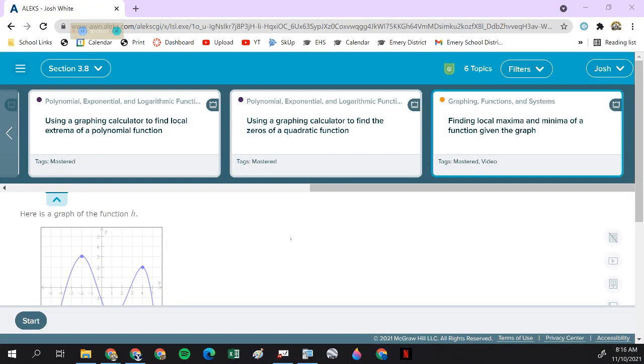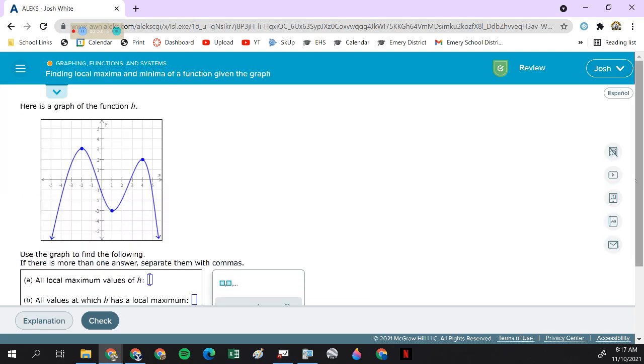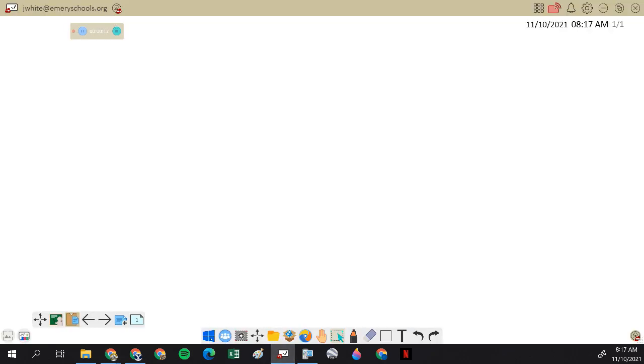This is 3.8. It's the last section in the polynomial chapter. So this question says, find the local maxima and minima of the given graph.